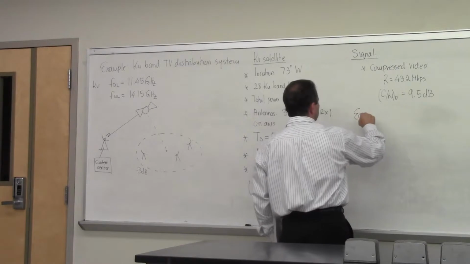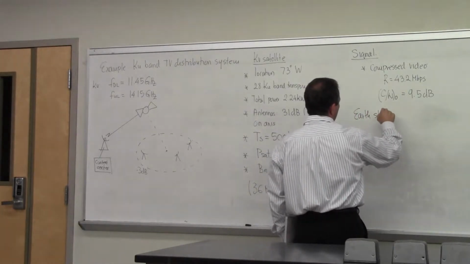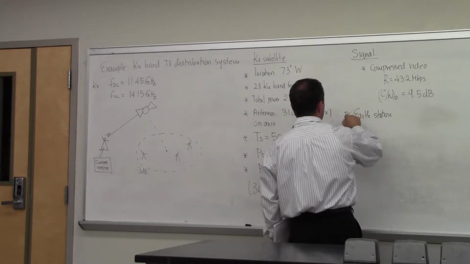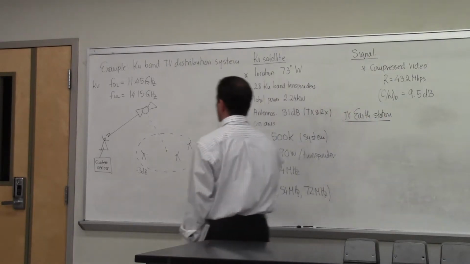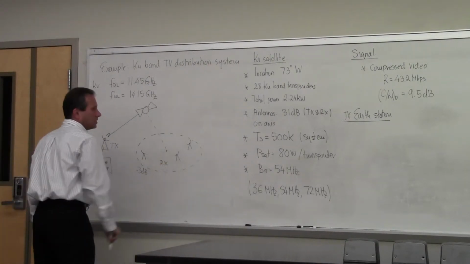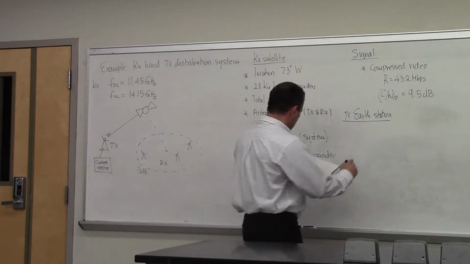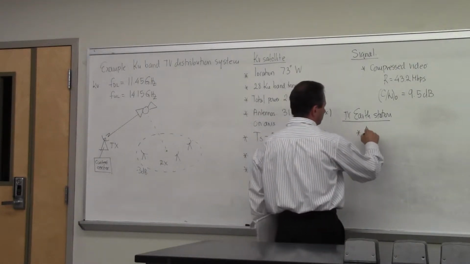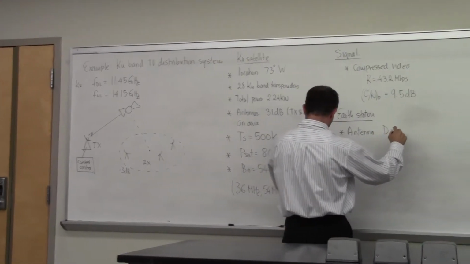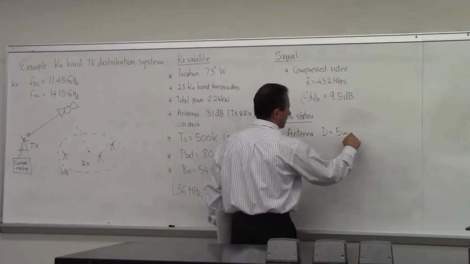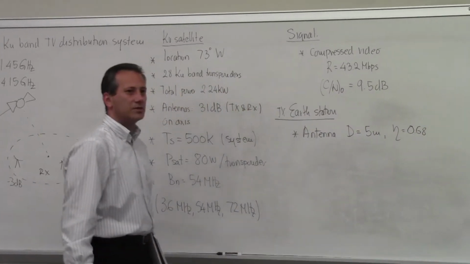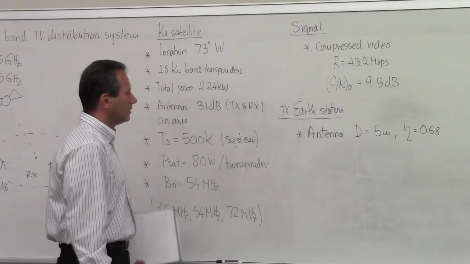Earth station. This is the TX Earth station. So this hub here is TX, and these are all RX stations here. So the TX station has an antenna diameter of 5 meters, an efficiency of 0.68, just to refresh those formulas that we used to estimate the gain of these antennas.